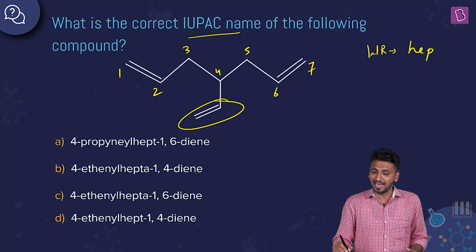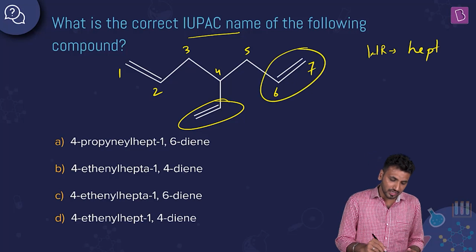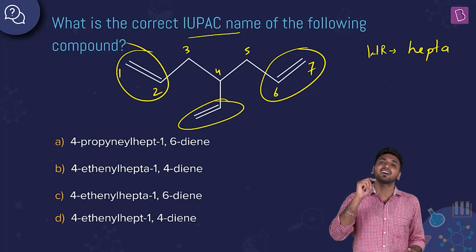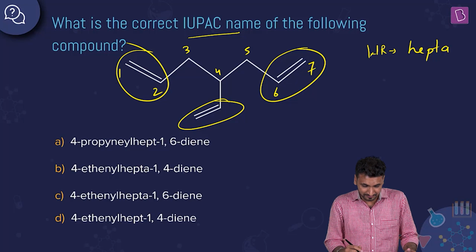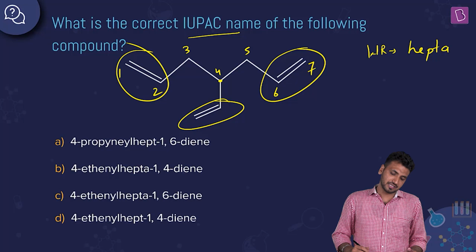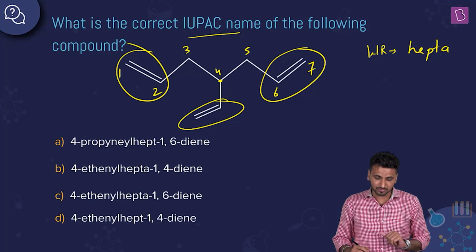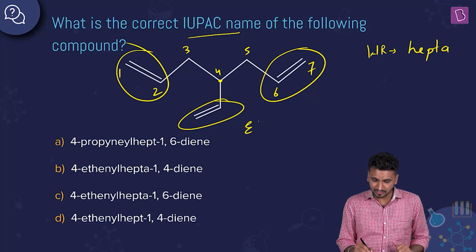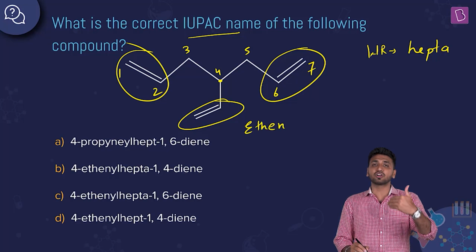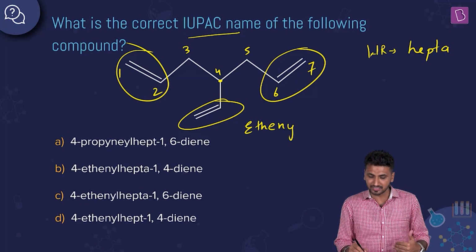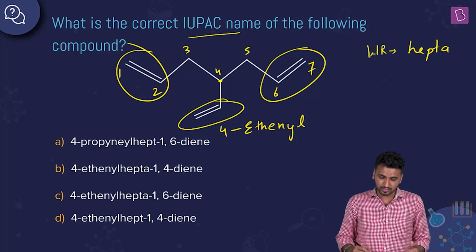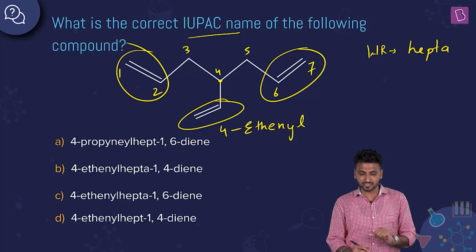Hep. And because there are two unsaturated parts in the parent chain, hept will become hepta. At position 4, we have the side chain, and the side chain is of 2 carbon atoms, so this is going to be eth. And because there is a double bond, ethene. Because it is a side chain, it will be ethinyl, and the position is 4. So it is 4-ethinyl.